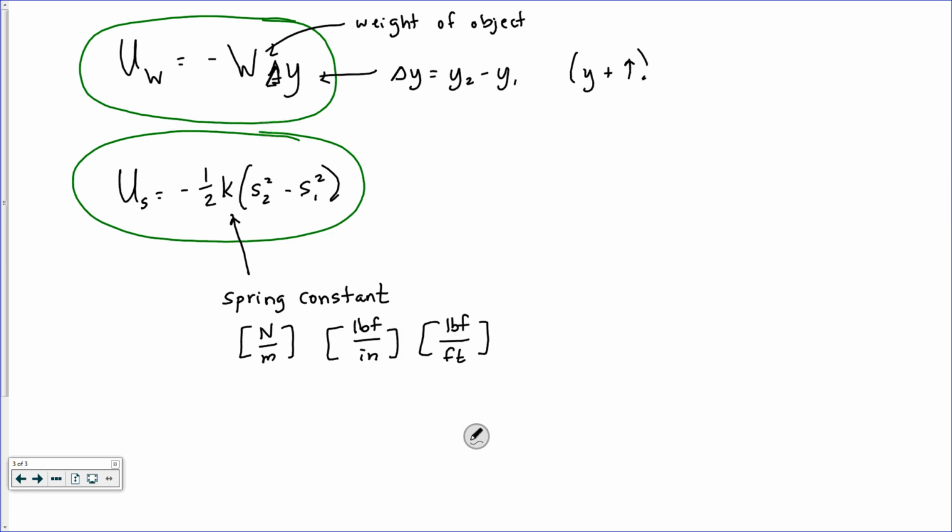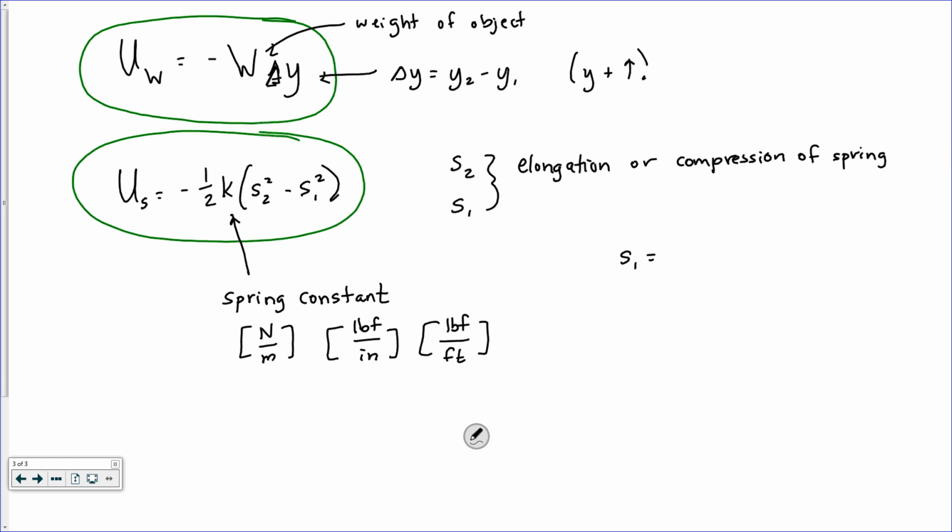What about S2 and S1? S2, S1, this is the elongation or compression of the spring. It's not the length of the spring. We need to remember that. S does not equal the length of the spring. It indicates how much the spring has been compressed or elongated with respect to its equilibrium position.